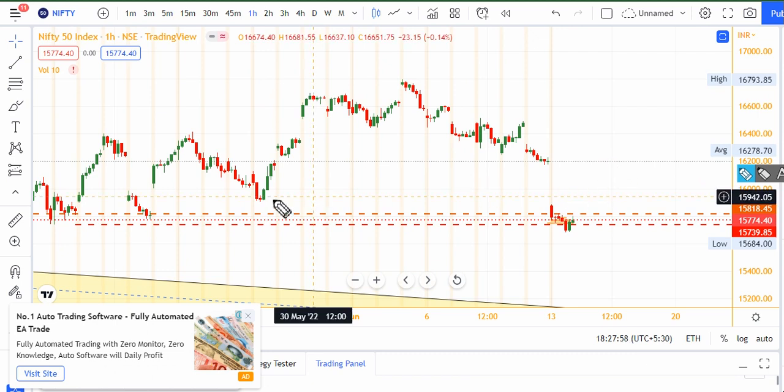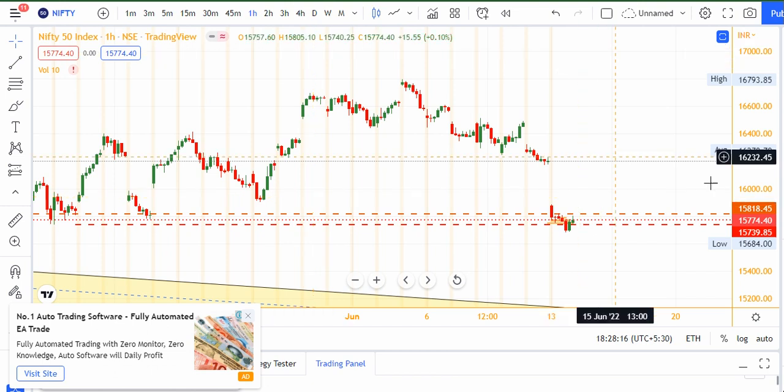So till the time we are not breaking above this level 15,915, we are not taking CE trades on an intraday basis. This is not a positional view. This is an intraday view. We are not taking CE on a positional basis. We are bearish right now and will be looking only for bearish opportunities.